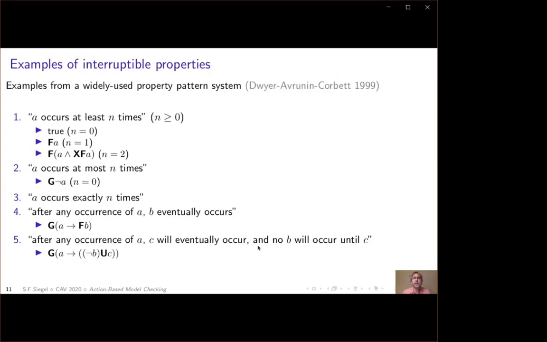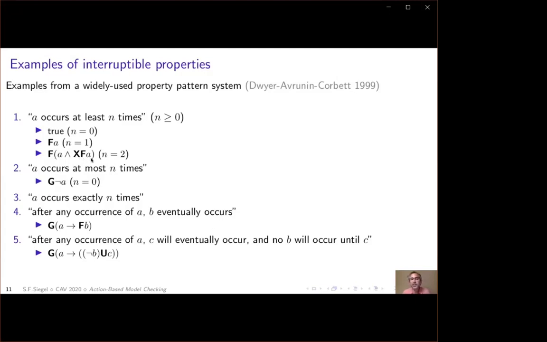Here are some. Let's consider, for example, this one. For any n greater than or equal to 0, there is a property that says A occurs at least n times. That's interruptible, because if you insert or remove some B's or any action other than A, it cannot affect the number of times that A occurs. The case n equals 2 is interesting. That's expressed by this LTL formula: eventually A and in the next state, eventually A.